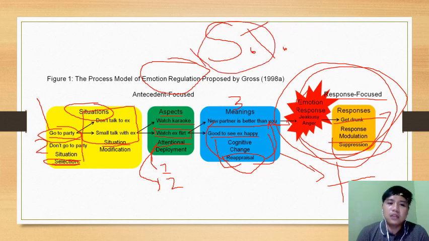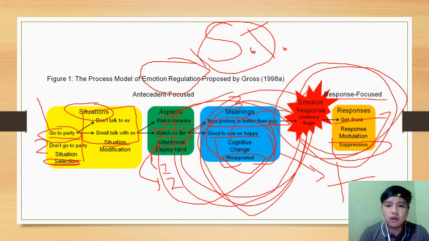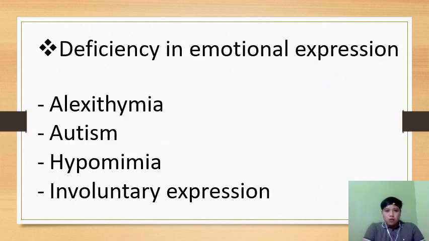So, that's it. That's the power of emotion regulation. So, before wasting your emotion, you have to create positive meaning muna para magkaroon ka ng positive emotional response. Okay. So, on this part, these are different personality disorder or learning disorder or mental disorder. The first one here is the alexithymia.